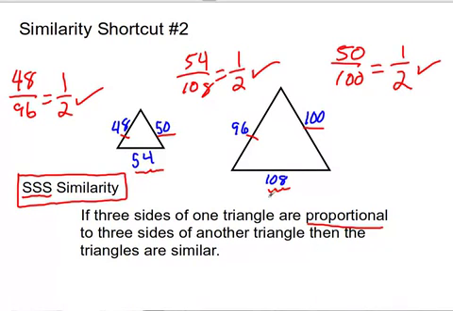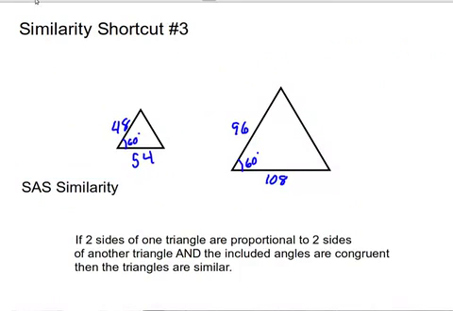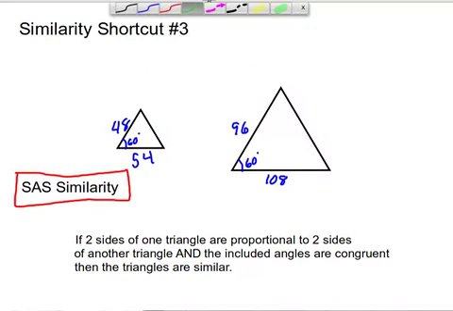That leaves us with one other shortcut. Shortcut number 3 is SAS, and that shortcut, again, hopefully you're not surprised, stands for side, angle, side. So the first thing we're going to talk about is this angle right here has to be congruent to this angle here. Now we use this word included angle. So this is the included angle because it's in between the two sides that we are going to be comparing. So the angles are congruent, 60 degrees and 60 degrees.